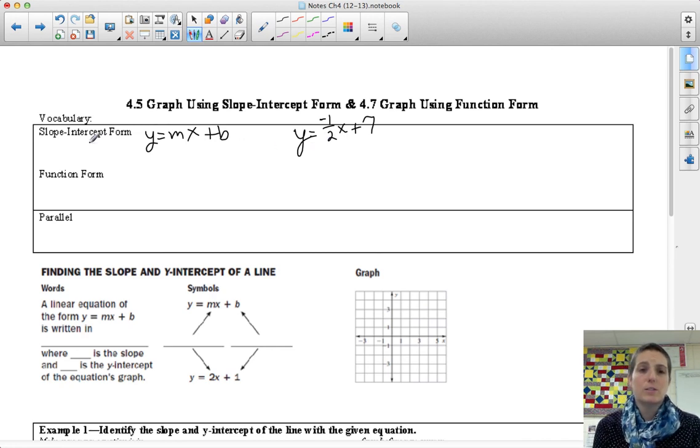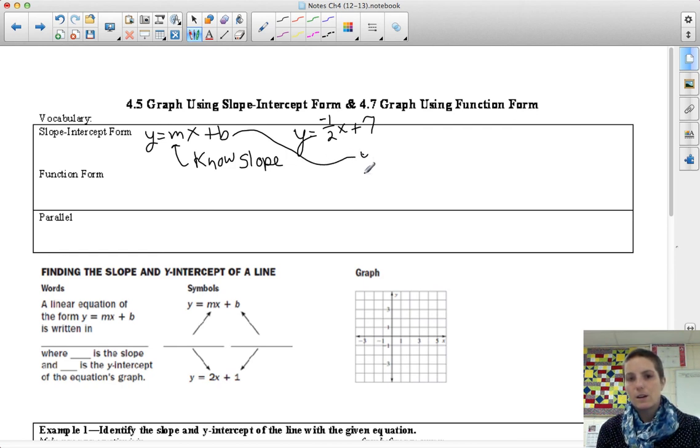When we look at the formal definition, we talk about the fact that we can look at an equation and know its slope, because that's the number in front of x. We know slope. And we know its y-intercept. That's that b value. Y-intercept. Just from looking at the problem.